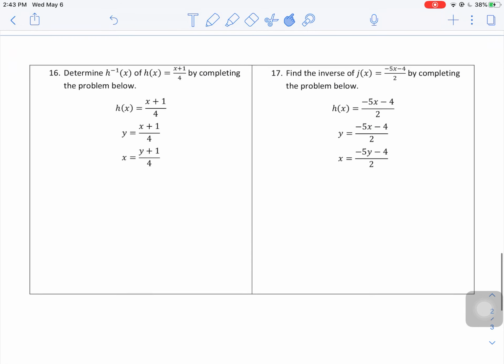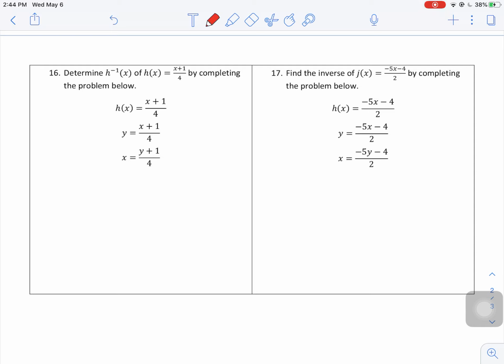Number 16, determine h inverse of x. So again, same problem. They start us with the equation. They let h of x equal y. Then they switch x and y for us. So they just have it started for us because that's technically power standard 3. So now that everything's all set, we have to solve for y by doing order of operations backwards.